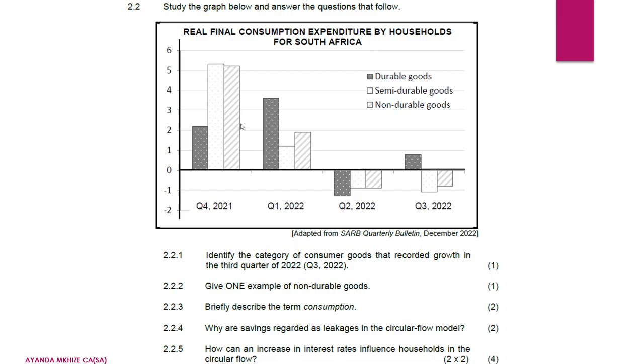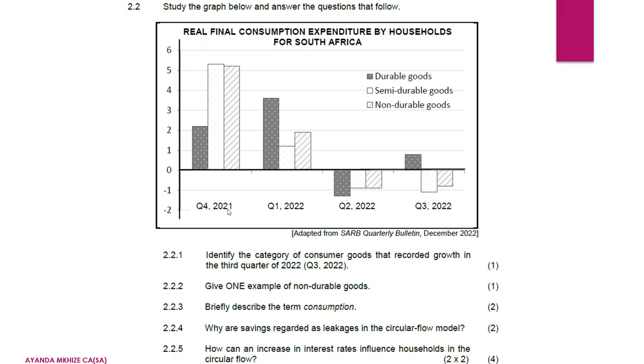When you look at the first block, the grayish one with the dot, it means durable goods. The second one, the white one with the light gray dot, is semi-durable goods. And the remaining ones are non-durable goods. Now let's analyze the graph now that we know what they mean.